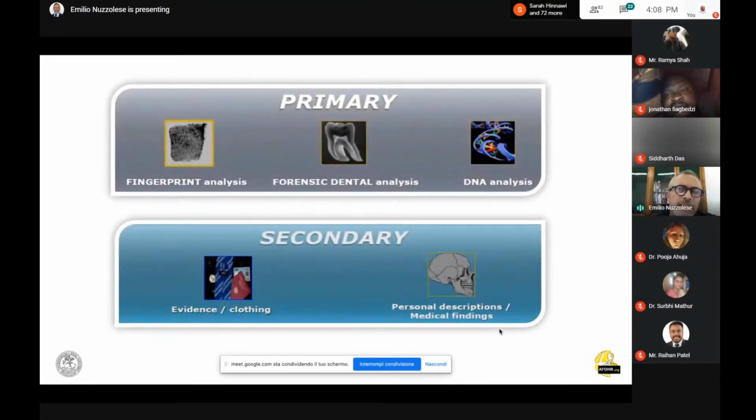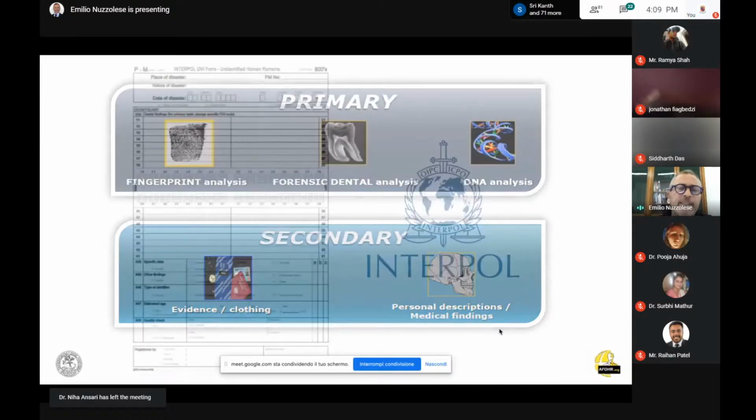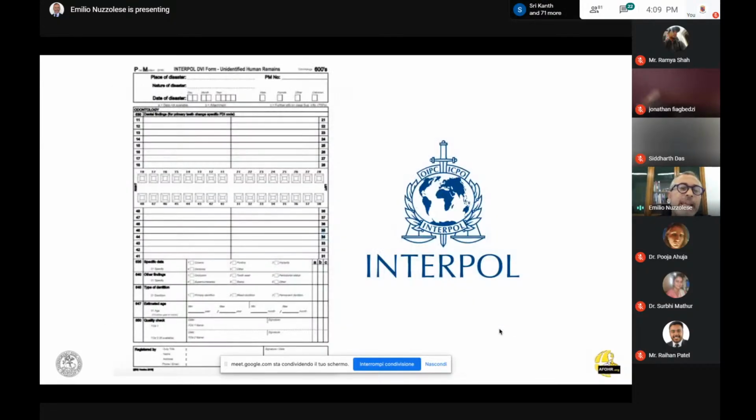Back to the identification process of human remains. I was telling you we have primary identifiers, but we also have secondary identifiers. And we will return to the secondary identifiers when we go to the dental aspects. The dental area of the Interpol forms is fundamentally shown in this, which is one of the forms that you can download from the Interpol website.